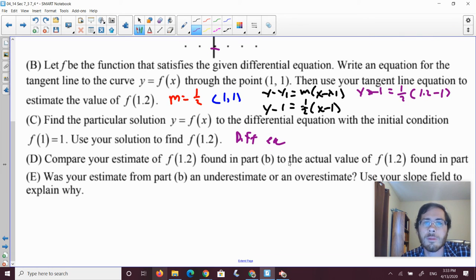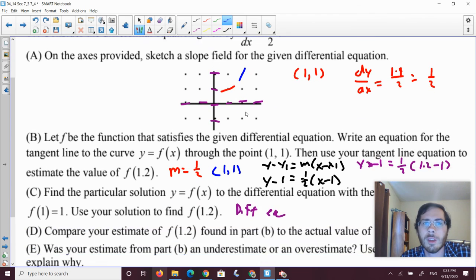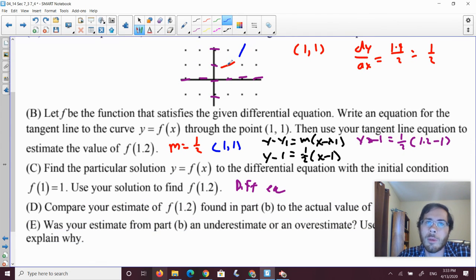Then it says to compare. To find out which one is bigger, they want you to know which one's bigger, and then whether it was an underestimate or an overestimate. It says use your slope field to explain why. So if we really quickly look at the slope field, if we put 2, 2 in here, we should get a value of 2. And since our slope is increasing, since we're concave up, we can tell that we're going to have an underestimate, because our slope is too low at 1, 1 to take into account what's going to happen at 1, 2. So we already know it's going to be an underestimate because the slopes are increasing.